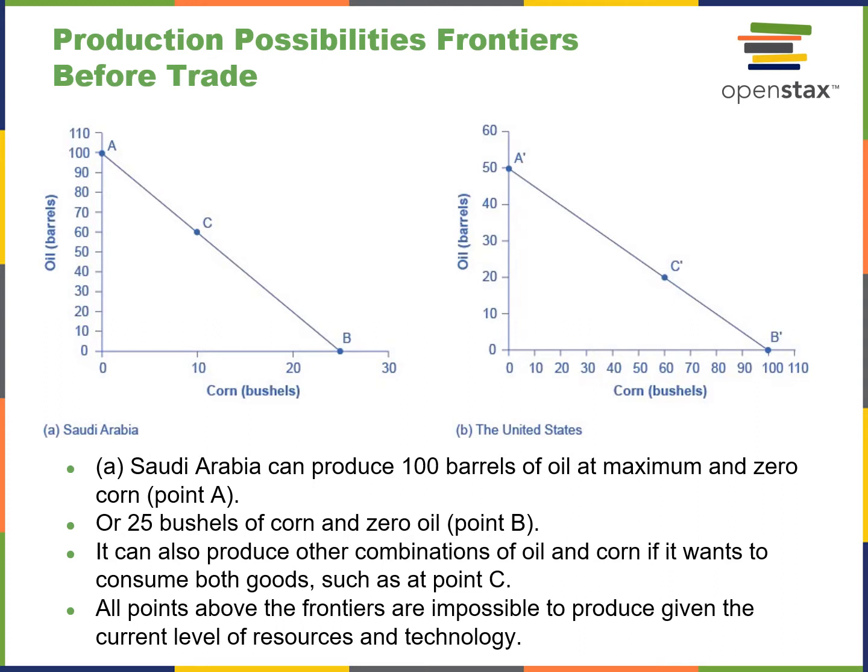However, in the case of Saudi Arabia, this is probably really true, where we will probably produce 50 barrels of oil if we do go all out for oil production as opposed to 100 bushels of corn, and then there's some other point here that we could choose as well. All points beyond the frontier are impossible to produce given the current level of resources and technology.